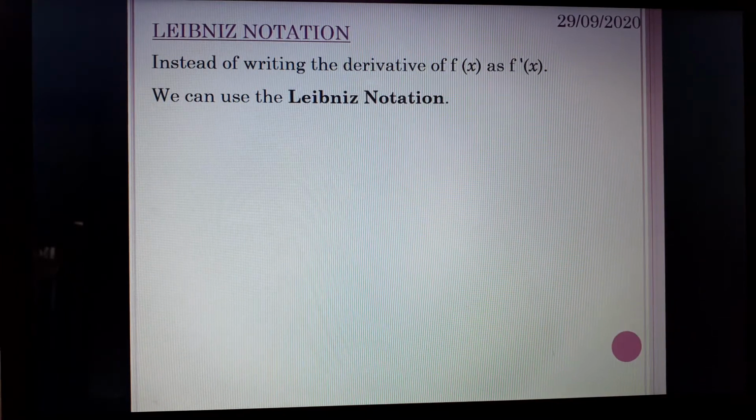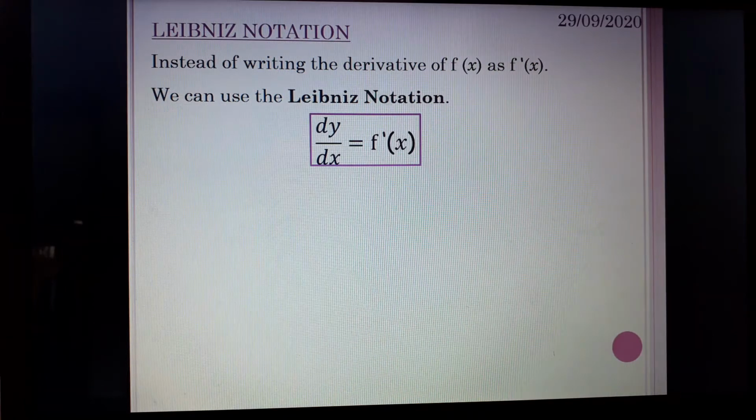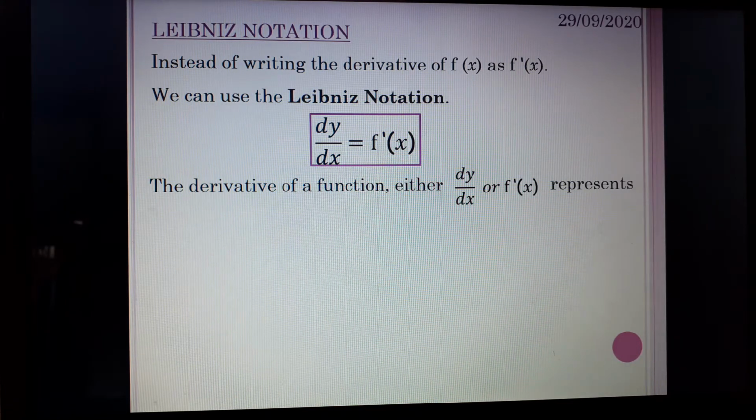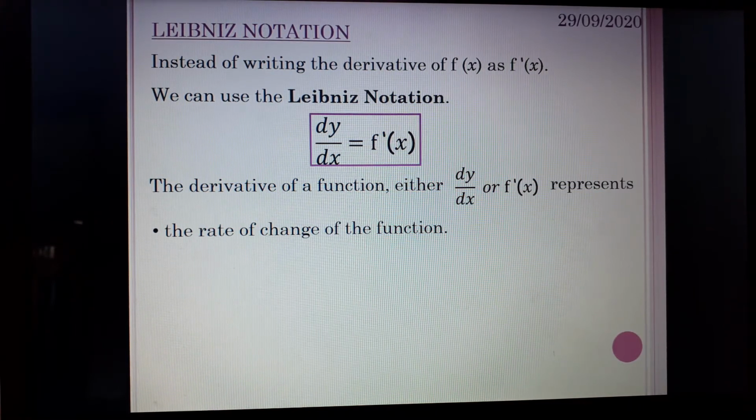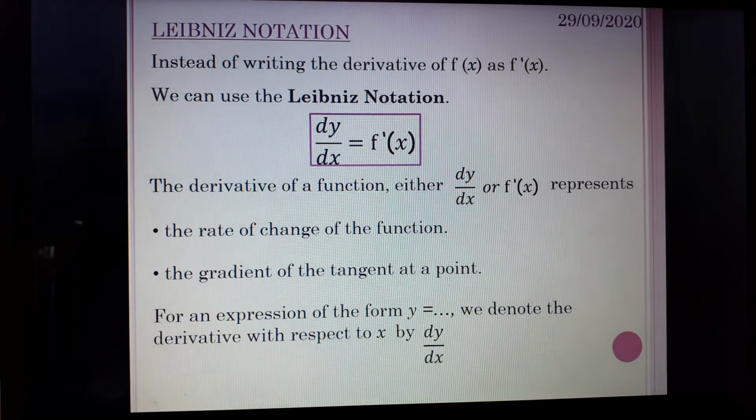So if we're given the original function as f of x, then we write the derivative as f dashed of x. But this other notation, dy by dx, is actually the same as f dashed of x. So the derivative can either be written as dy by dx or f dashed of x, and it still represents all the same things as the derivative represented before: the rate of change of the function, or the gradient of the tangent at a point.